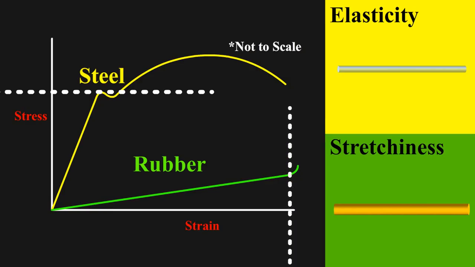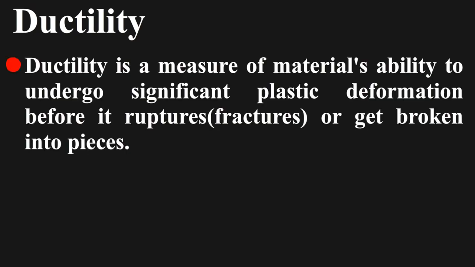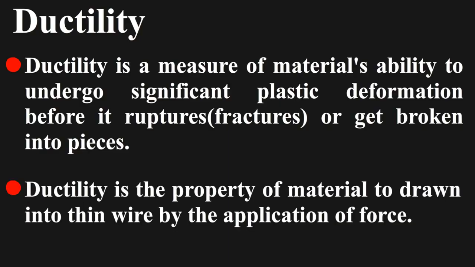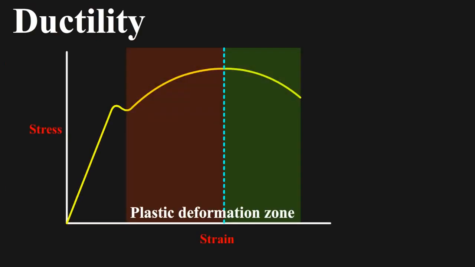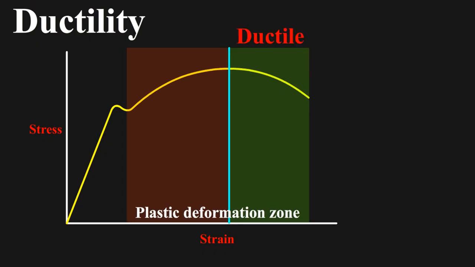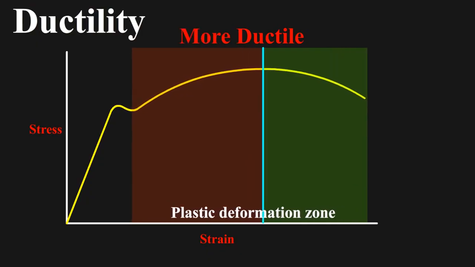Let's come to the next property, ductility. Ductility is a measure of a material's ability to undergo significant plastic deformation before it ruptures, meaning fractures or gets broken into pieces. Also, there is one more definition of ductility: the property of a material to get drawn into thin wires by application of force. All this basically means this curve of plastic deformation should be long on the horizontal axis. The longer the curve, the more ductile the material is said to be.